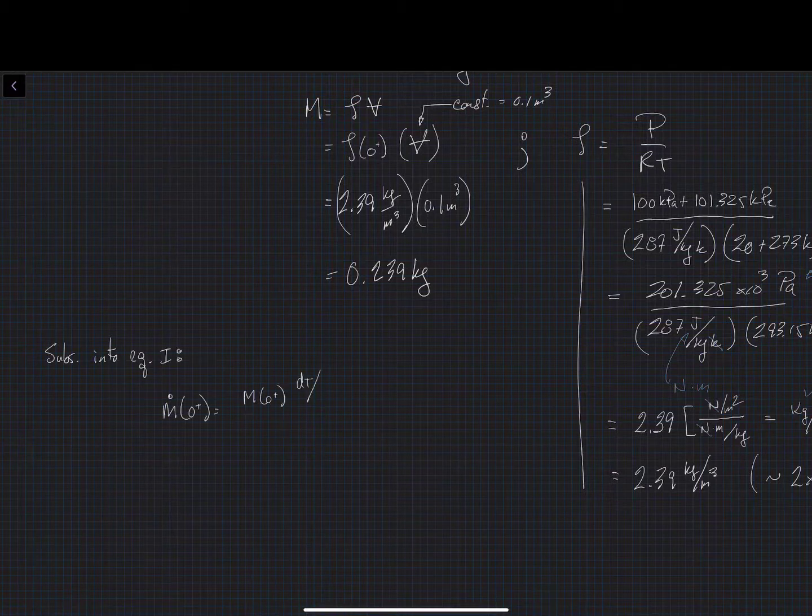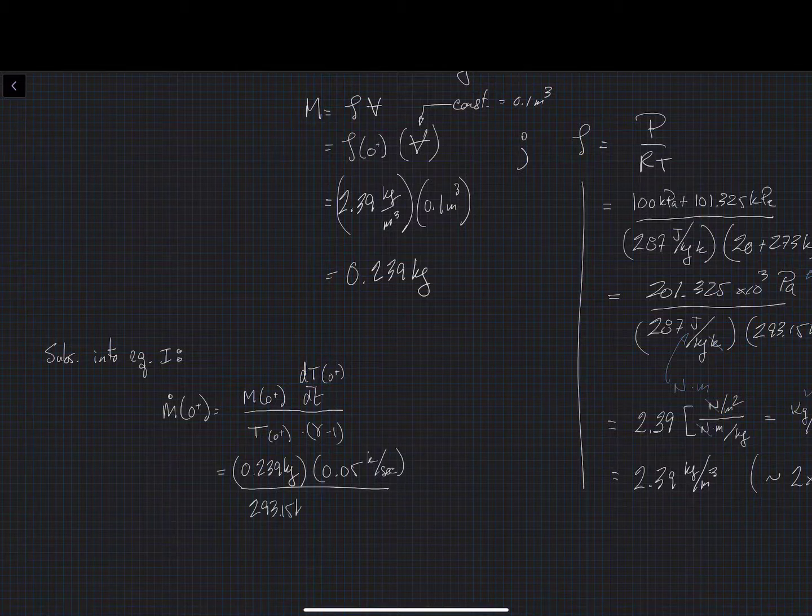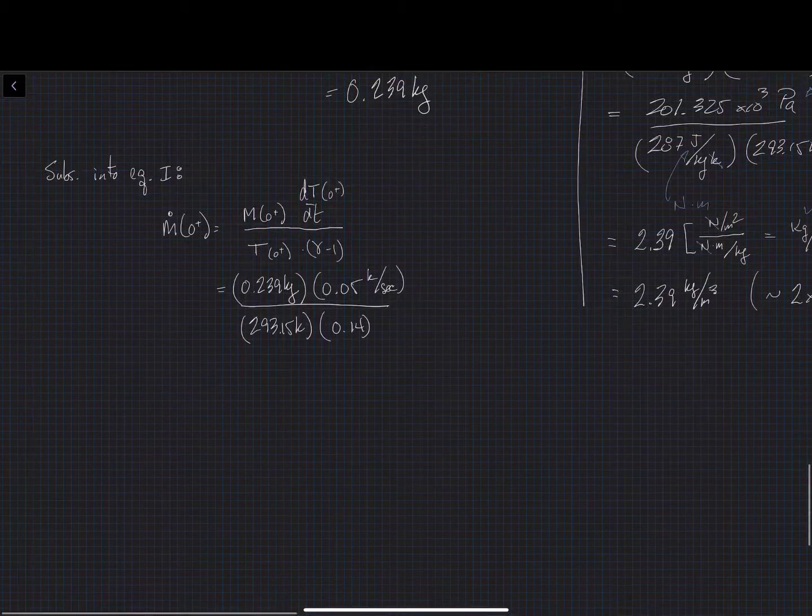So the rate of mass change inside the tank at time equals 0 is going to be equal to the initial mass inside the tank times the rate of change of temperature inside the tank at time equals 0 divided by the absolute temperature inside the tank at time equals 0 times gamma minus 1, or 1.4 minus 1. Oops, what did I put 0.14 there? That's a typo. Should be 0.4, not 0.14.